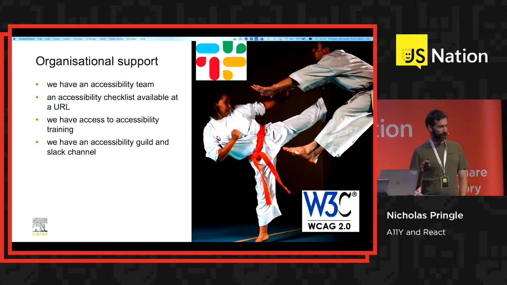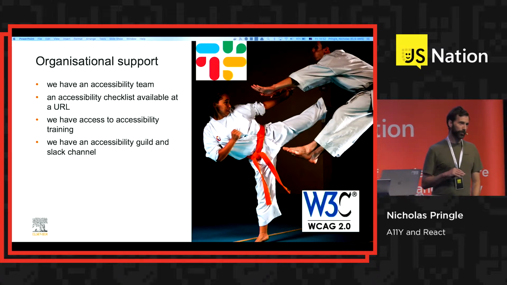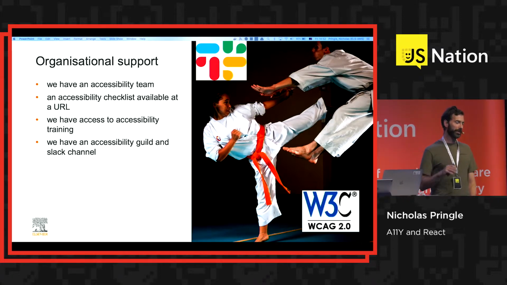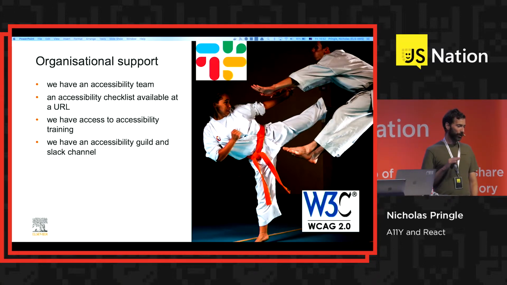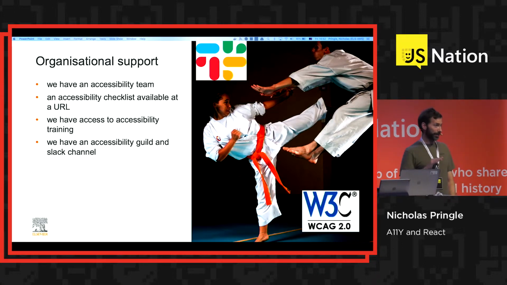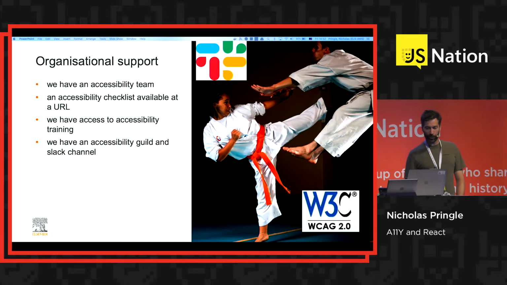We have what's called a belting program. So last year, 60 people, most of them devs, achieved their yellow belt in accessibility. This goes all the way to black belt. I don't know what a black belt entails, but it's great to have this kind of support. We also have an Accessibility Guild and a Slack channel for accessibility information.